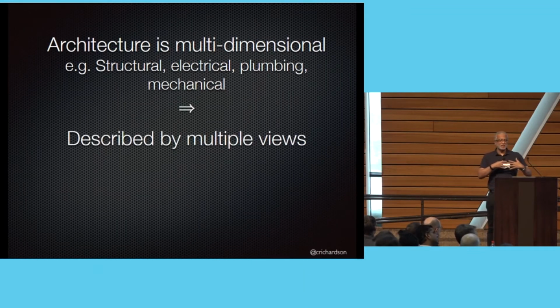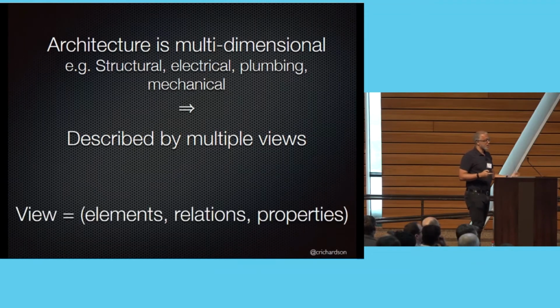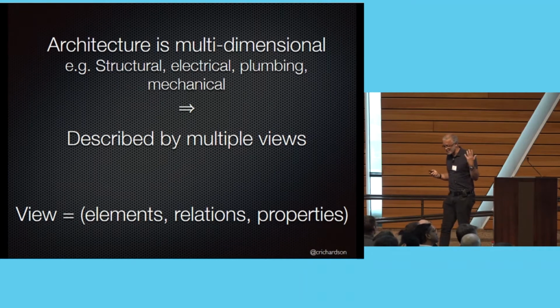In order to properly describe the architecture of a software system, you have to describe it from multiple perspectives, and you have this notion of views. Each view is a particular set of elements and relations, which then have properties. So this is the classic definition. And later on, I'll explain why this matters and how it relates to microservices.